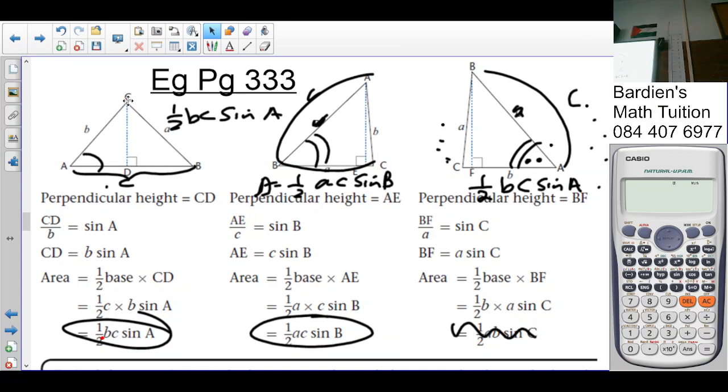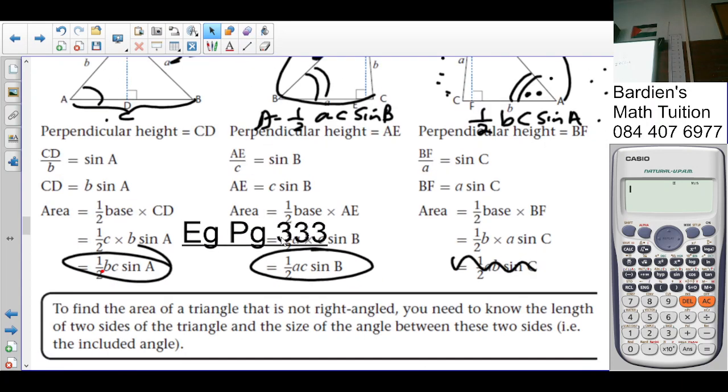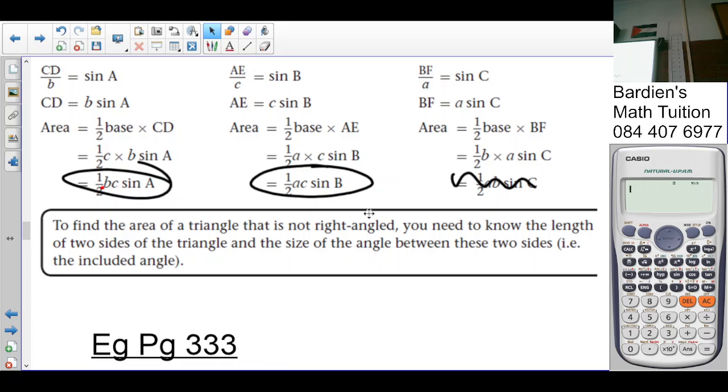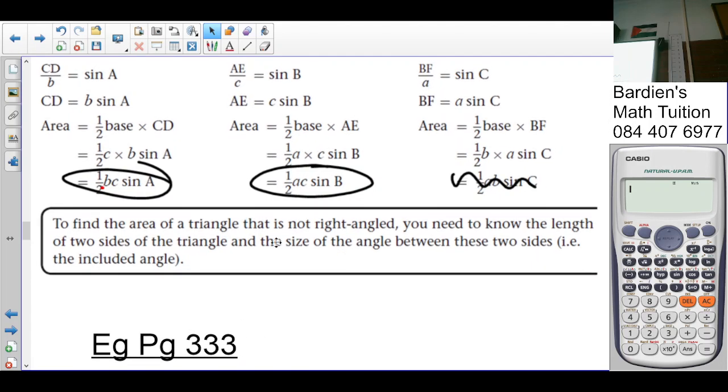And what I do after that is I bring it together. To find the area of a triangle that is not a right-angled triangle, a non-right-angled triangle, you need to know the length of two sides of the triangle and the size of the angle between these two sides, the included angle. That's what I tried to highlight to you guys, okay?